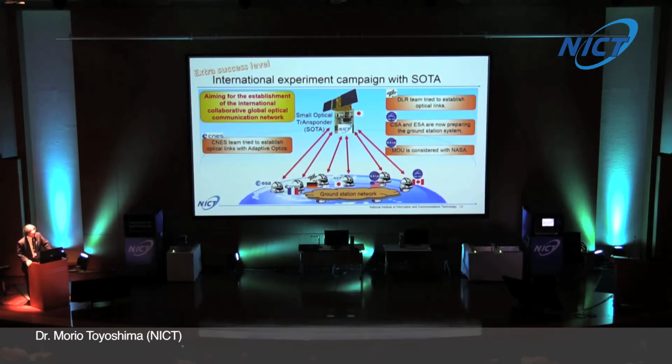And we want to have another one, so we are now also conducting international experiments with several space agencies, aiming for the establishment of an international collaborative communication network. In France, CNES already established a laser communication link from our microsatellite to a French OGS with adaptive optics. So we got very significant data. And we want to have more opportunities with DLR, NASA, the Canadian Space Agency and so on, to have more propagation data at different sites.